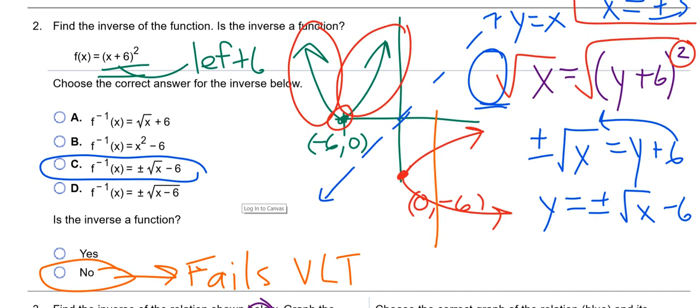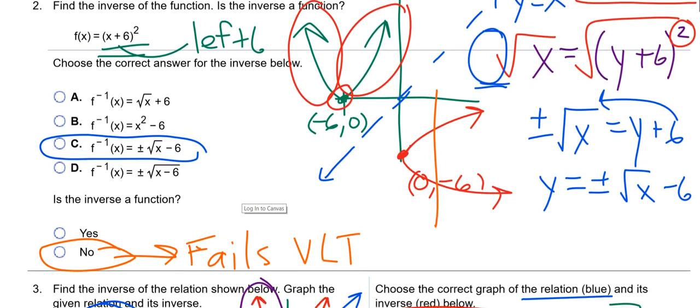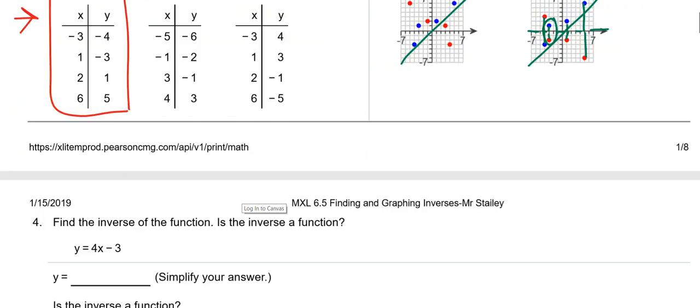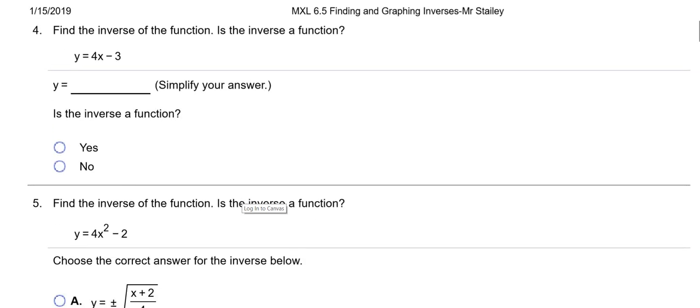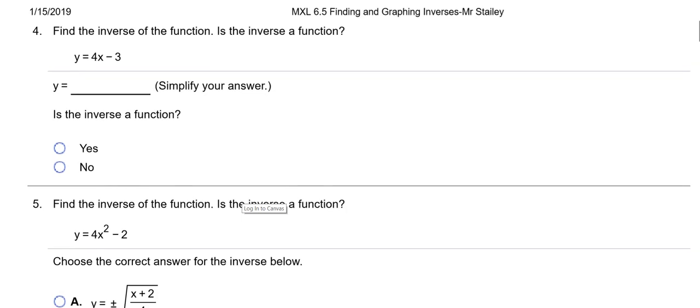You need to be able to find the picture, otherwise you're not going to be able to answer the question. Okay? So please make sure you can use your notes to find those pictures. Understand we're using that whole switch x and y thing. We're going to skip number 4 for right now because it's a lot like number 1. If we get a chance, we'll come back to it.